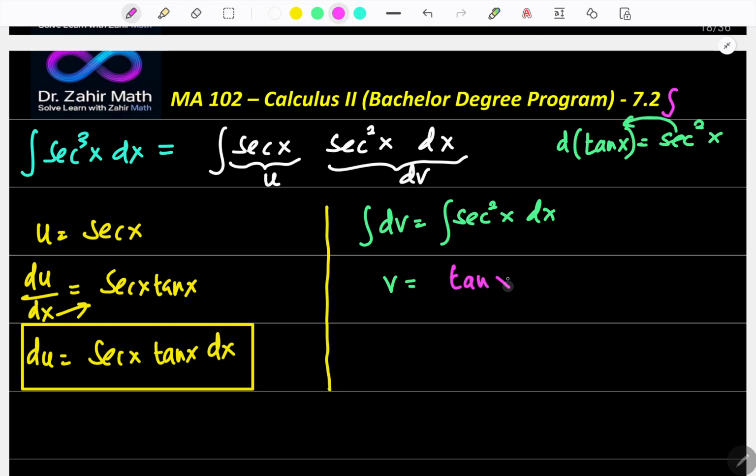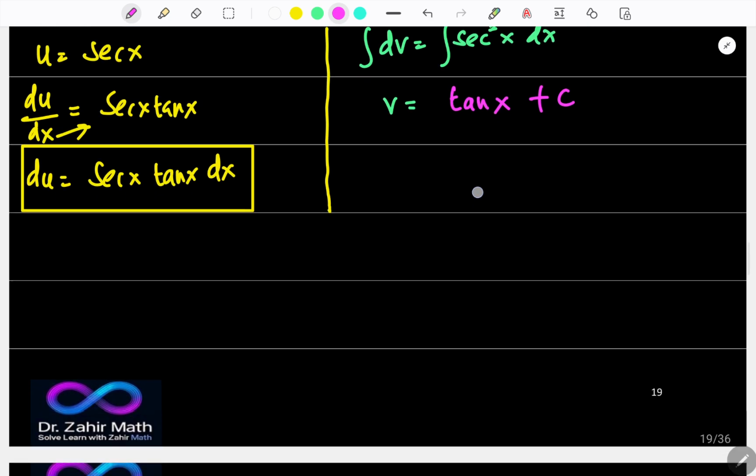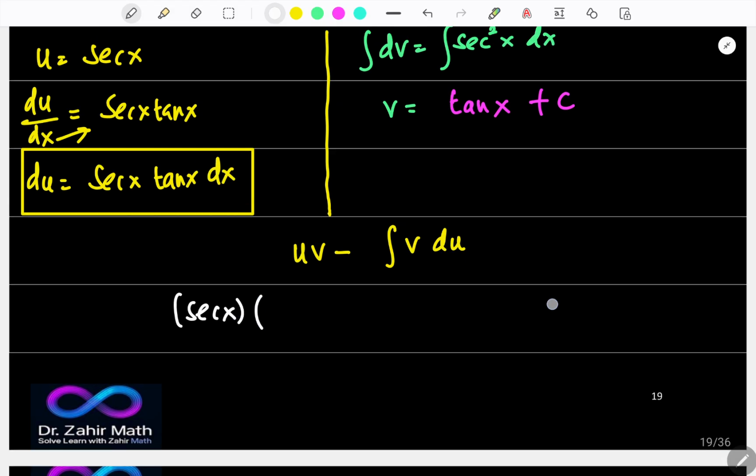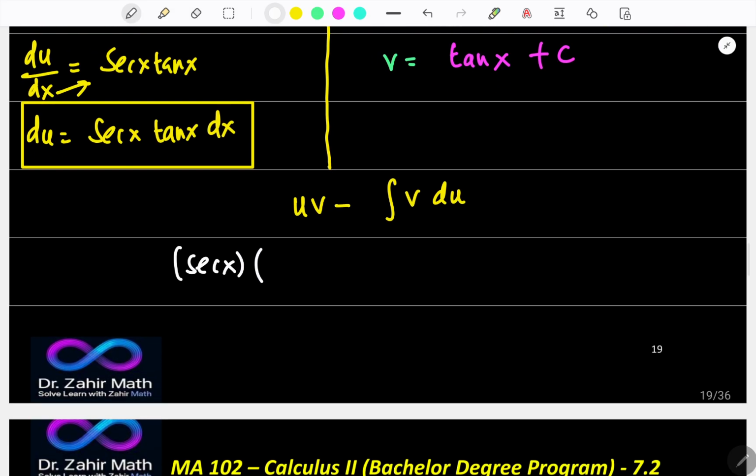Clear? So easy. Clear all of you? Right? Yes. So now we are going to apply integration by parts: uv minus integral v du. Right. What is u? u is secant x. What is v? v is tan x.